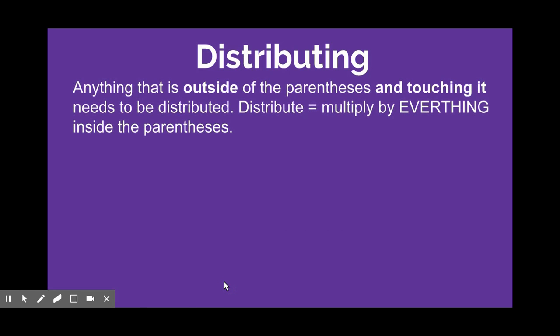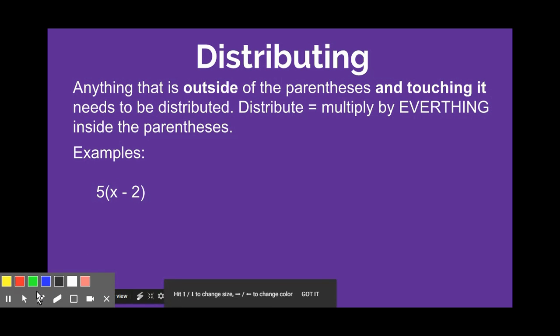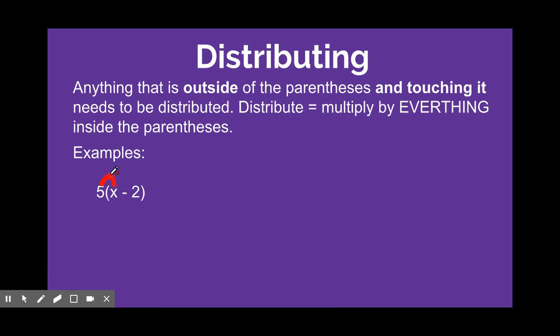All right, distributing, that's been causing some problems for us. So anything that's outside of the parentheses and touching it is what's going to be distributed. And to distribute, that means to multiply by everything that's inside the parentheses. So here's some examples. Do write down these examples in your journal. Here's the first one. We've got 5 times the quantity x minus 2. I'm going to use a little pen to help you out. Let's use red. So when I say distribute, I mean take this 5, multiply it by x, and then take the 5 and multiply it by negative 2. And when you get that, you should realize that's 5x minus 10.